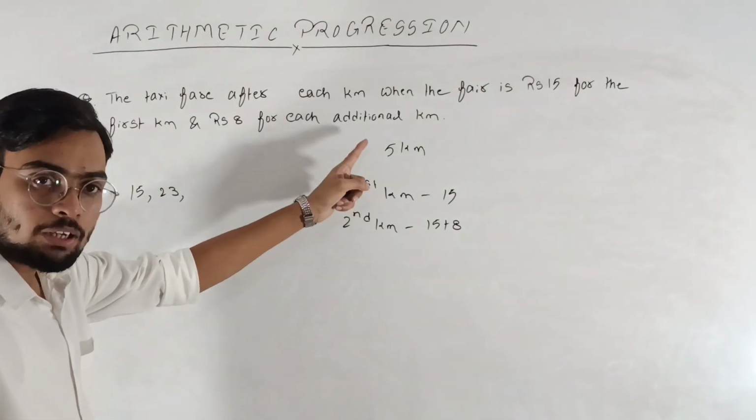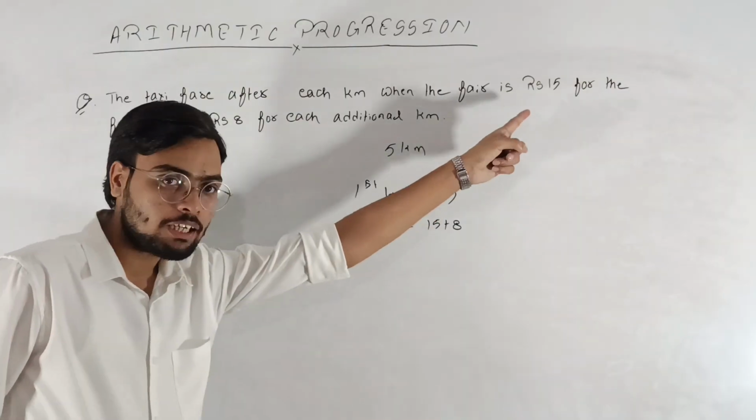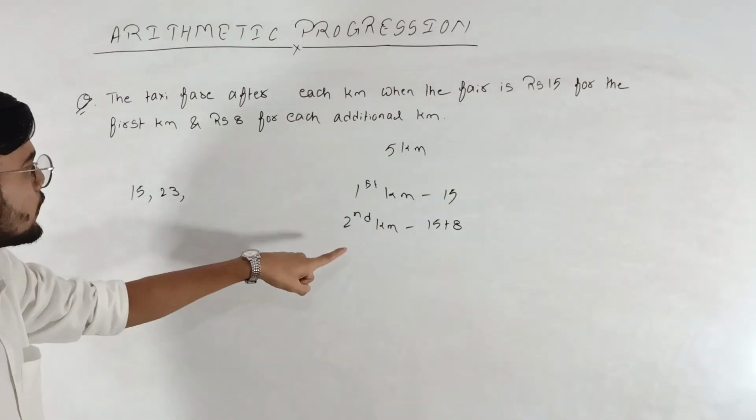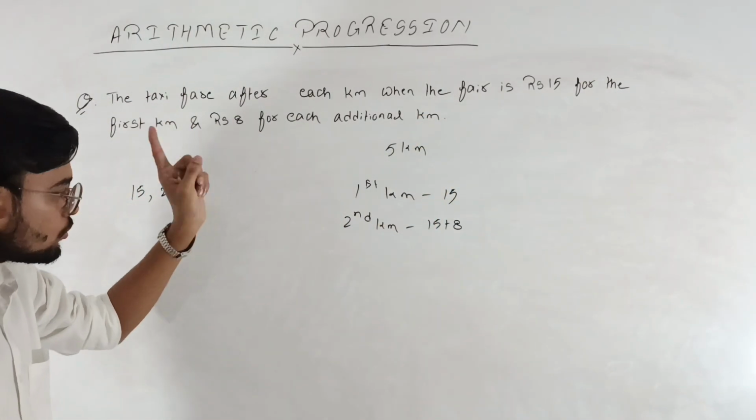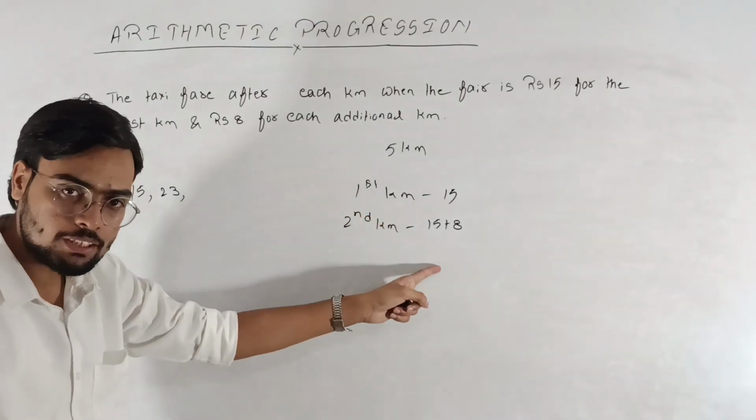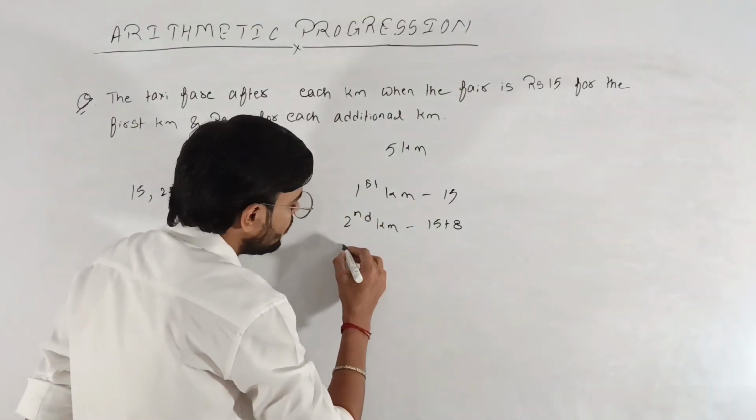Now for the third kilometer, I travel 5 kilometers. So the first kilometer is rupees 15, that is the fixed rate. Now for each next additional kilometer I have to pay rupees 8 more. So for the first 15, for the second 15 plus 8. Now for the third kilometer, what amount do I have to pay?